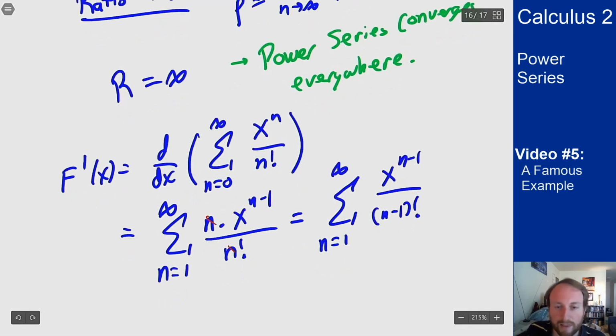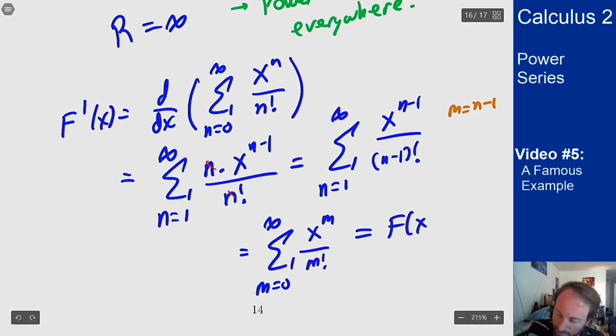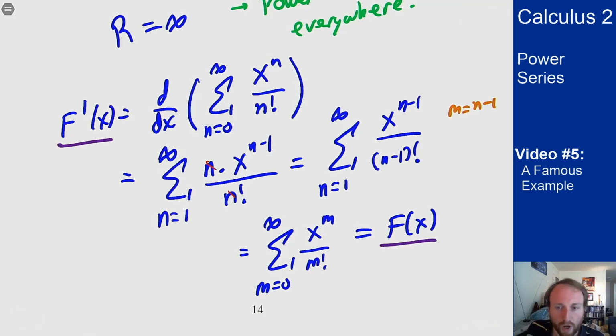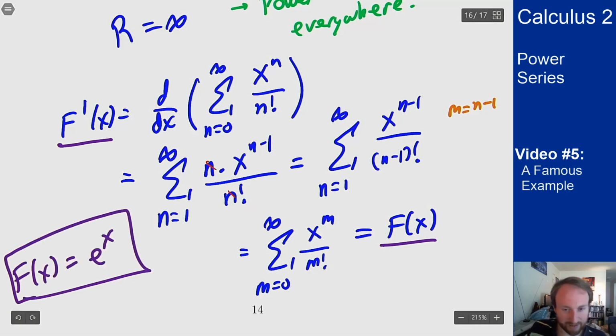And then if I shift my index by setting m to be n minus 1, I will get the sum m equals 0 to infinity of x to the m over m factorial. That's weird. That's f of x back again. We have a function whose derivative equals itself. What do we know of a function that does that? It's the function e to the x.